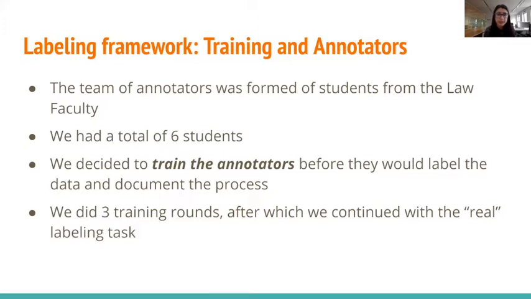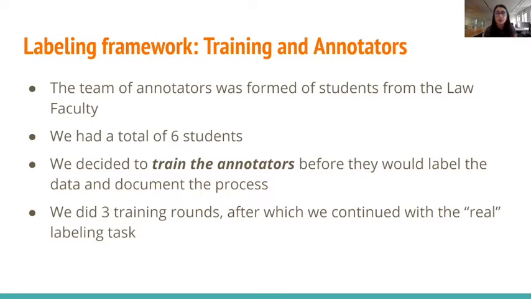For the training and the annotators, we tried to build up a team of annotators from the law faculty. So we used students. We had a total of 6 students, and again we tried to use, well, not specifically experts in hate speech, but people with at least some legal expertise, compared to maybe using crowdsourcing workers that maybe cannot be trained in this specific topic, or maybe they have no legal background or no knowledge about hate speech research or anything.